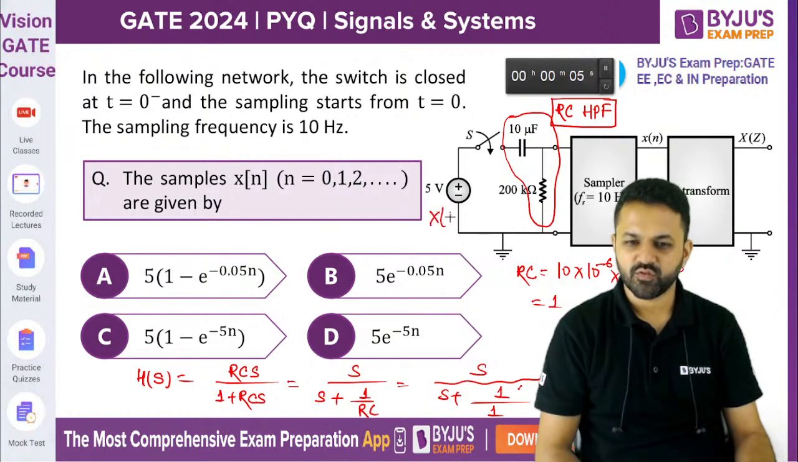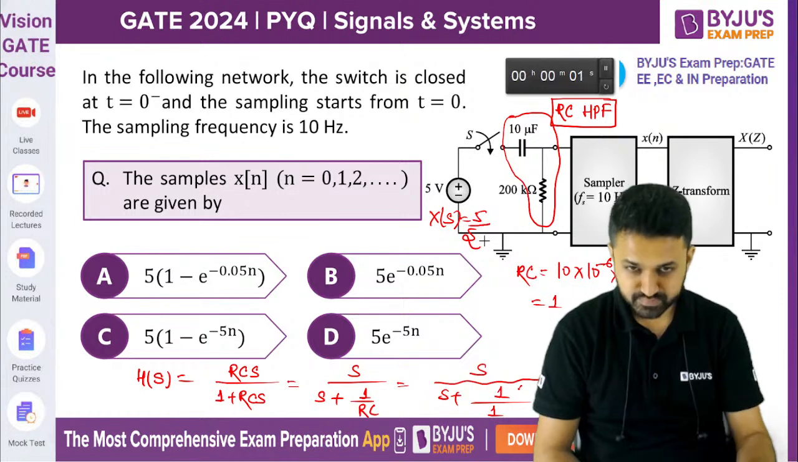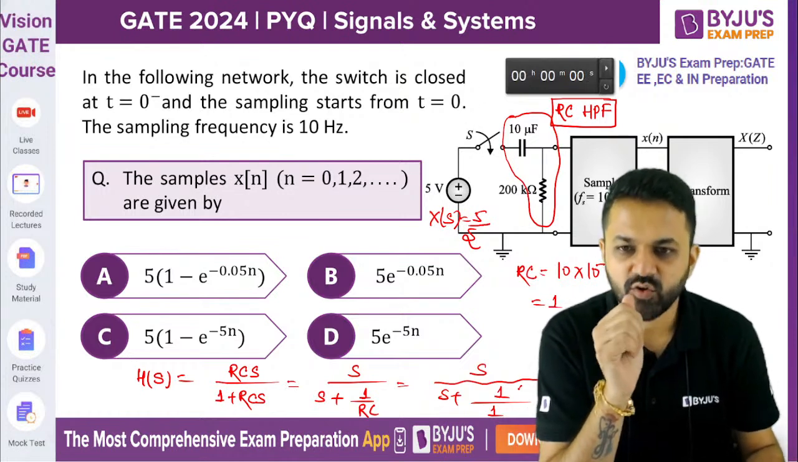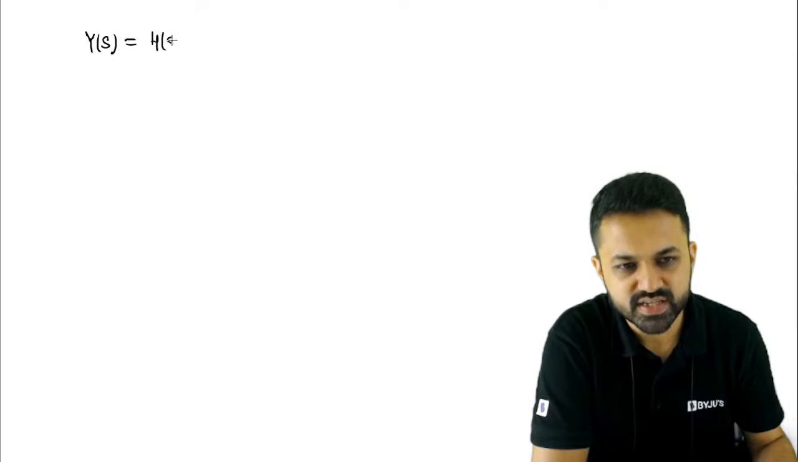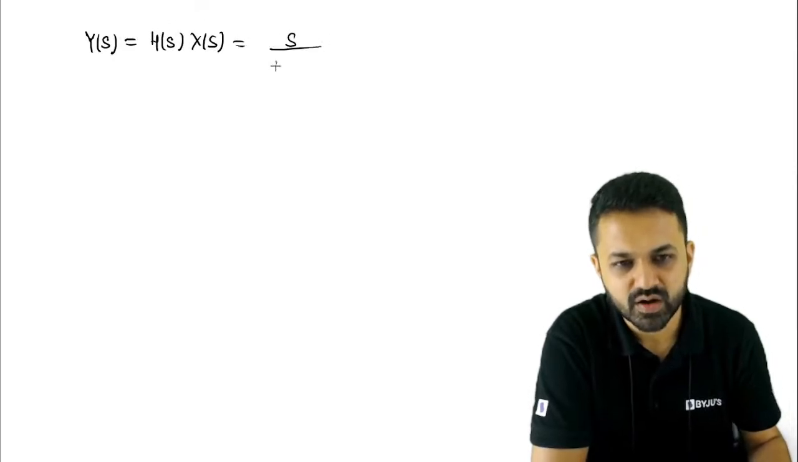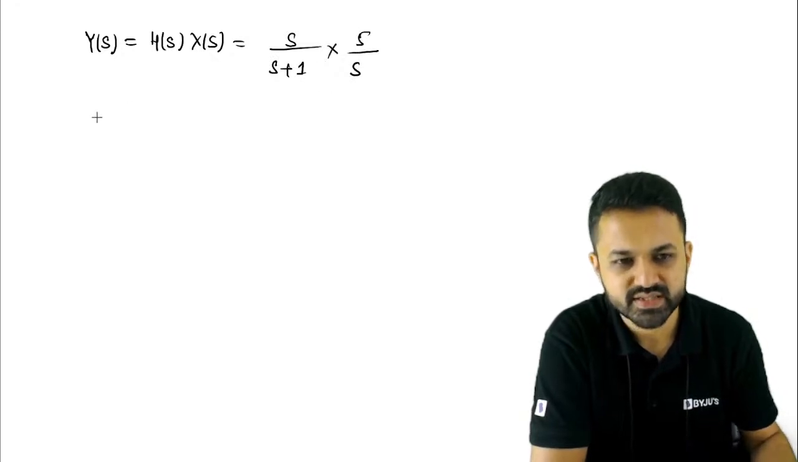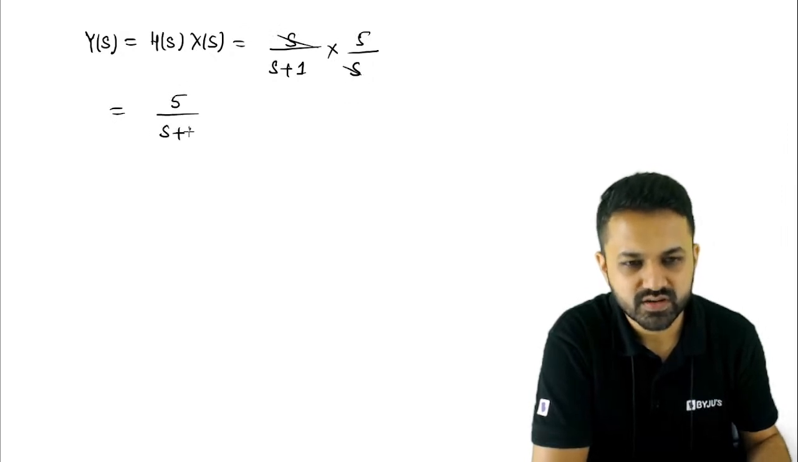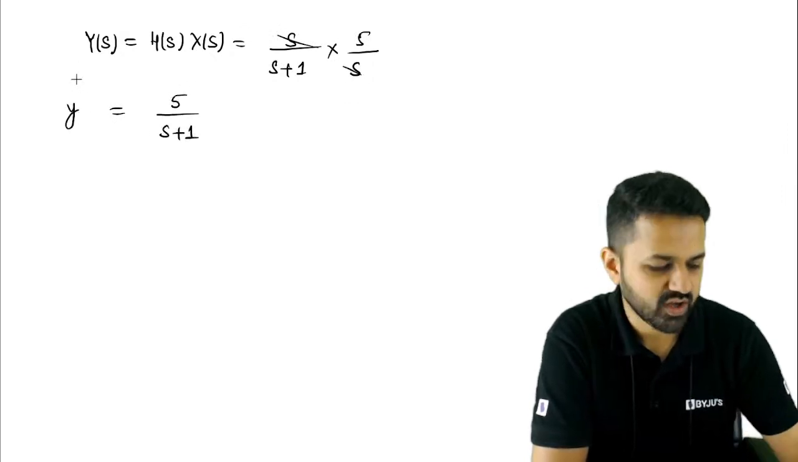Input is X(s), which is a DC signal, so we will take 5 by s. Then what will be the output? The output Y(s) is H(s) multiplied with X(s). We have got s upon s plus 1 and X(s) is 5 by s. So we are getting 5 upon s plus 1. So this is your Y(s).